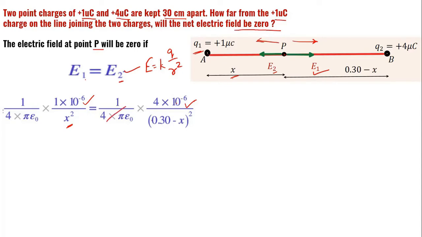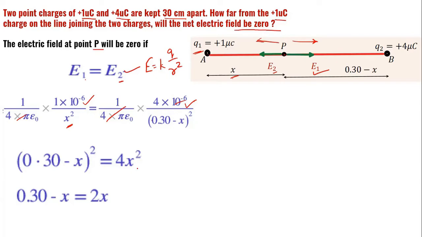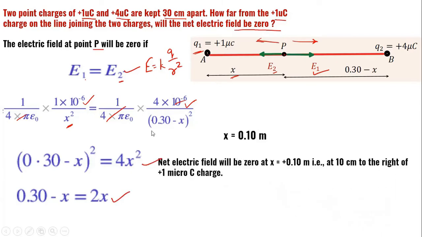Now on cancelling certain like terms, we will get the next step, and on solving this we will get this value. If we solve this equation, what will we get? x equals 0.10 meter, that is 10 centimeter to the right of the +1 microcoulomb charge. That means from the point A, at a distance of 10 centimeter, the net electric field will become equal to 0. This is how you can solve the numericals based on electric field.